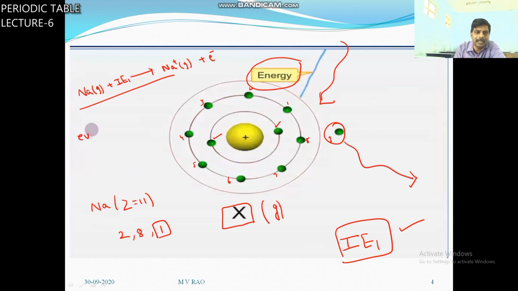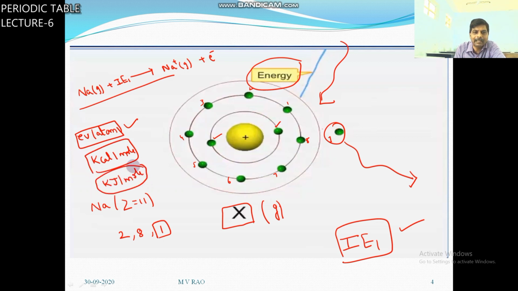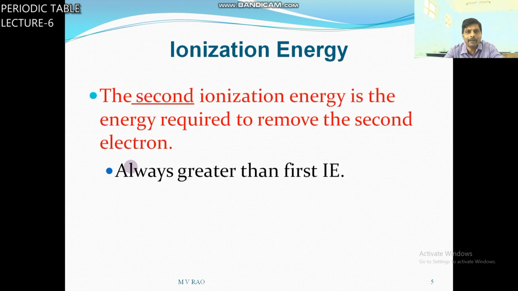Its units are electron volt per atom or kilocalories per mole or kilojoules per mole. What are the units of ionization enthalpy? Electron volt per atom, kilocalories per mole or kilojoules per mole.